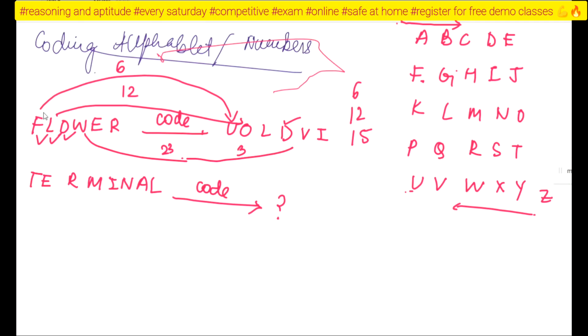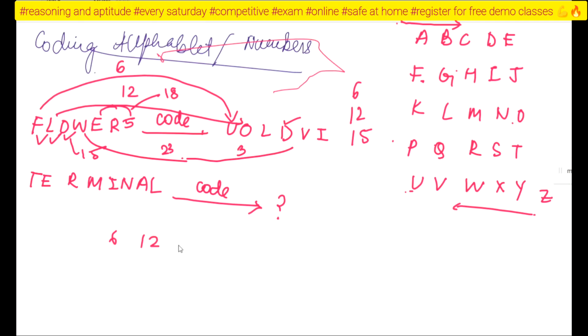The first one is 6, the second one is 12. D: 1 2 3 4. Now O. O is 15. W is 23. E: 1 2 3 4 5, E is 5. And R: 1 2 3 up to 15, 16, 17, 18. R is 18. So you have to travel this way.